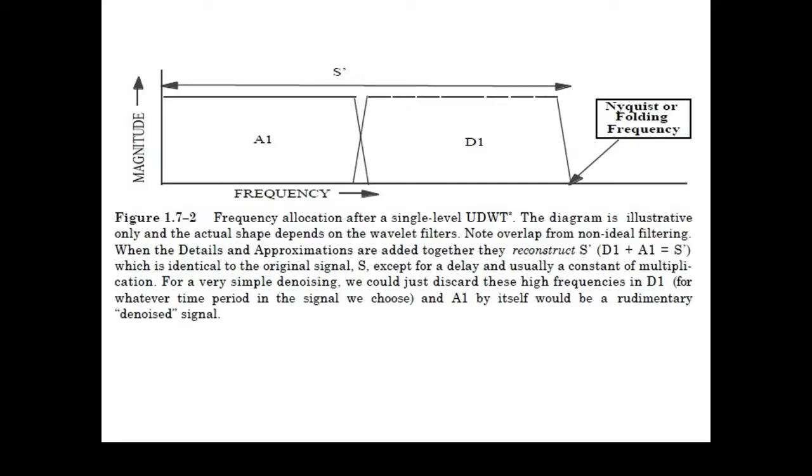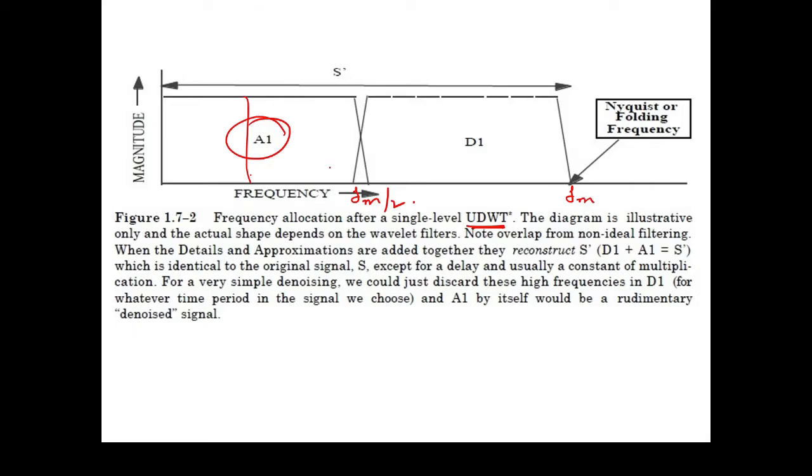So what basically happens? In the first level of decomposition, suppose this is your FM. Then this will be FM by 2. Then in the next level, this A1 will be broken down into 2, and in this way it will go. And if you see, it is given UDWT. What do you mean by U? U means undecimated.